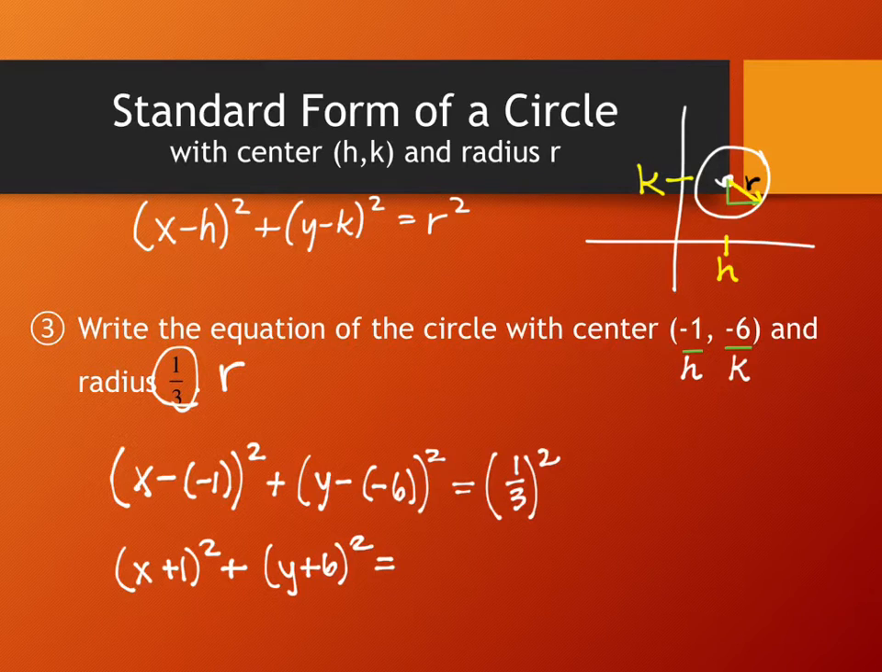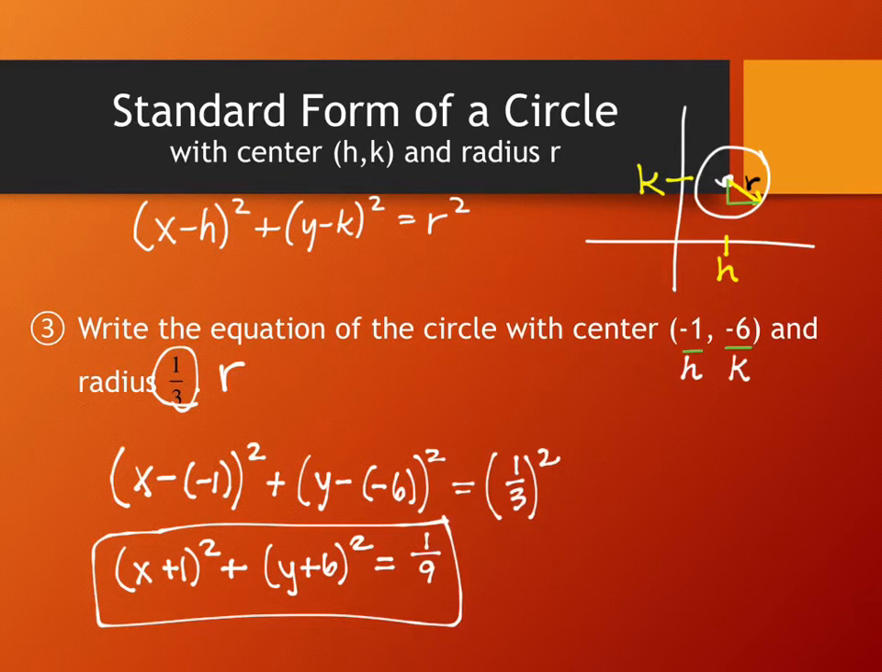And then what is 1/3 squared? Close. 1/9. Yeah, so make sure you're squaring, not multiplying by 2. So we have 1 on top and 9 on bottom. So this would be the final version of what I get.